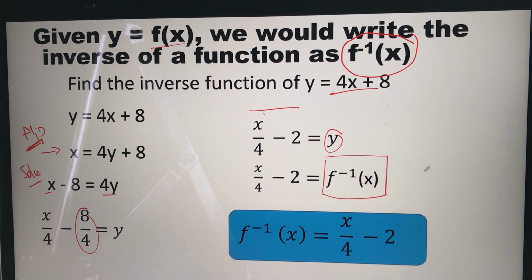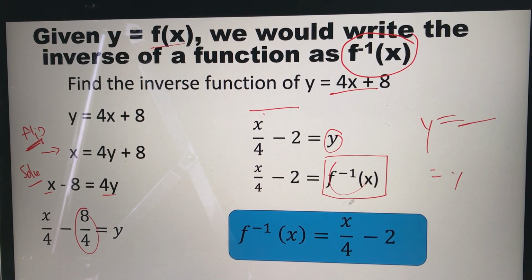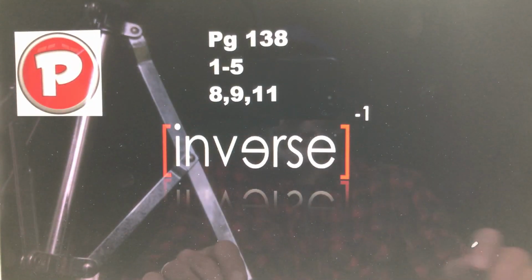And I'm going to flip it around. I'm just going to bring this over to the left side and not to the right side because typically we always tend to write our things, y equals, not, equals y. So I'll just bring my inverse notation over on this side. And that's it. That's what the function looks like. Okay, so try some of those questions and you're done.